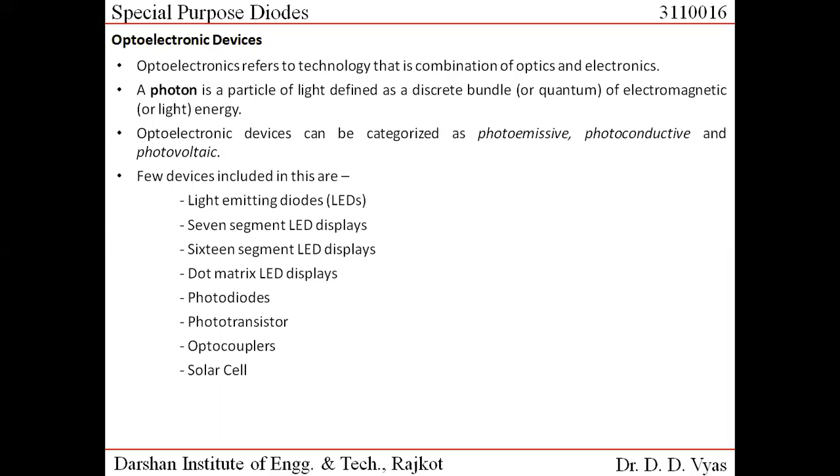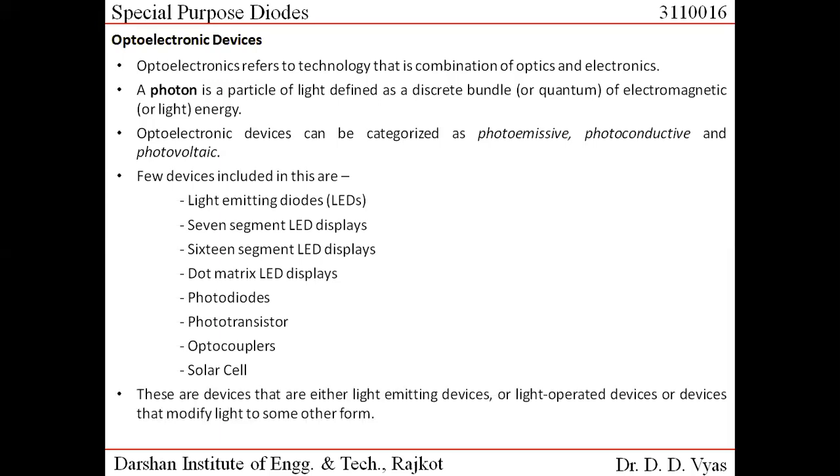Few devices included in the categories which we would try to discuss are light emitting diode LEDs, 7 segment LED display, 16 segment LED display, dot matrix LED displays. These are different types of displays based on LEDs. Then we would discuss photodiodes, phototransistor, optocoupler, and solar cell. These devices either fall in the category of light emitting devices, or they are light operated devices, or the devices that modify light into something else. Let us try to discuss each one of these in detail.